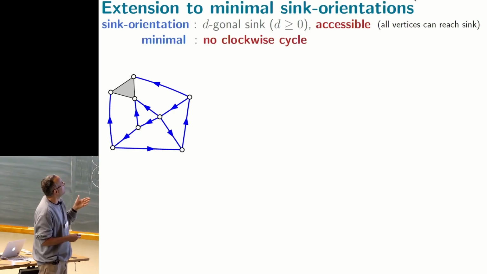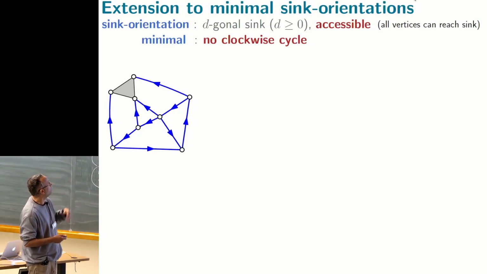Okay, so actually now we can try to apply it to other orientations than geodesic orientation. And it turns out that what is important is that the orientations we have are accessible, meaning that from each vertex you can reach the sink. Here we can also take a sink that is not necessarily a single vertex but can be a digone. It will be convenient for the families we consider. And we don't really need the orientation to be acyclic, but just to have no clockwise cycle.